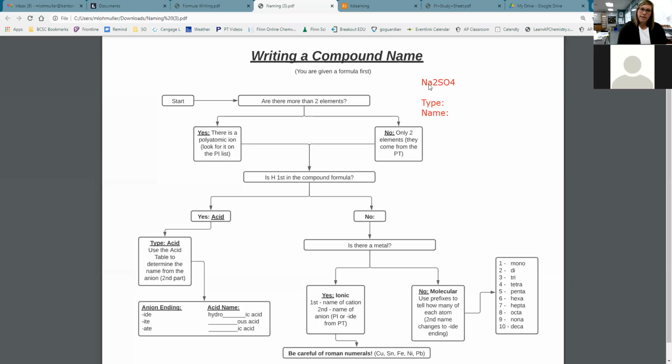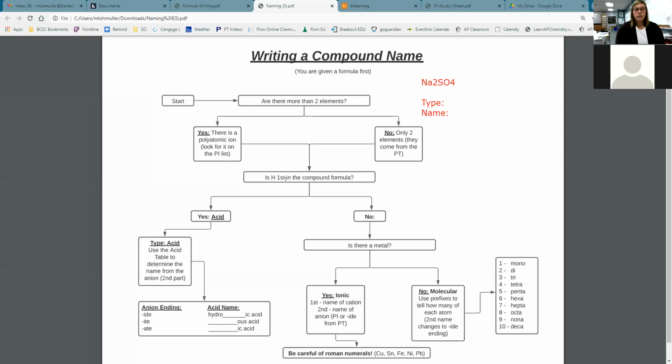This example doesn't have that, but if we have hydrogen first, then we use the table, which I've included here for you, to help you determine the name. And this is where, if we know we have the polyatomic ion and we know what that name is, that helps with using this table. But it's the same thing as what we did before, where you would insert the root of the element name into the blank to come up with the name, okay? So that just ends it there if you have an acid.